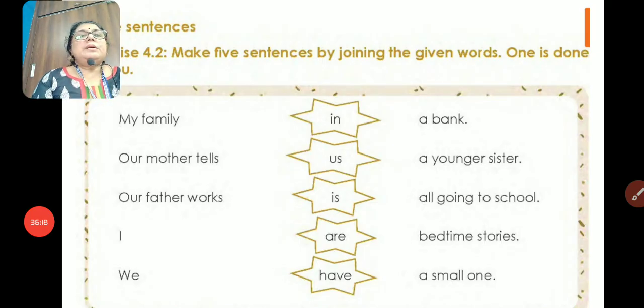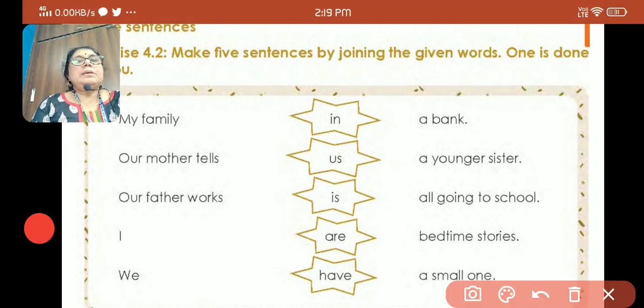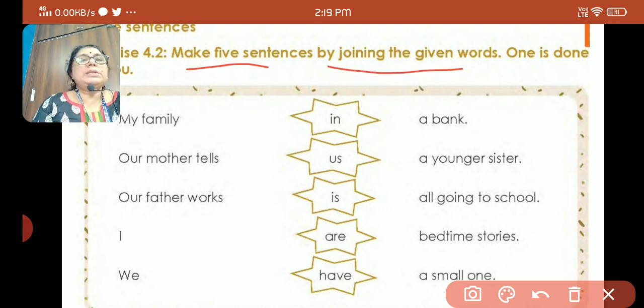Now children, this is exercise 4.2. We have to make 5 sentences by joining the given words. One is done for you all. And we have to rewrite them in the space given below.